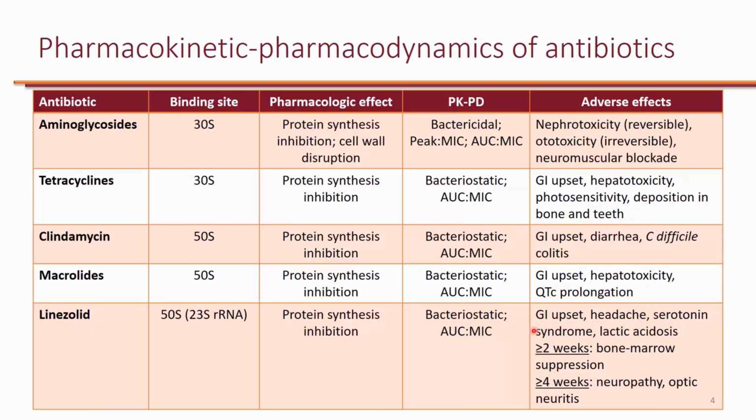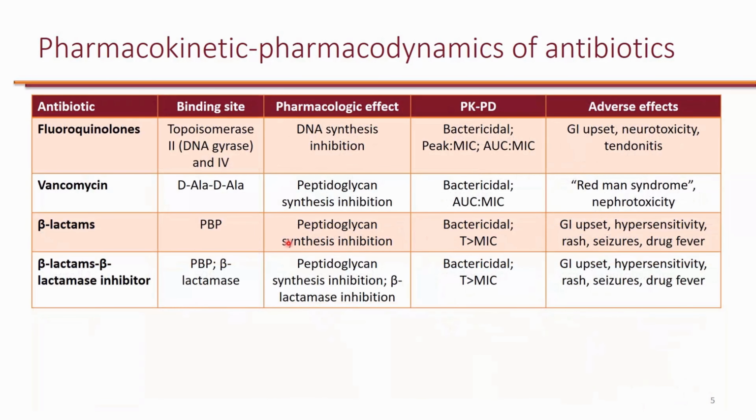Now, generally speaking, linezolid leads to GI upset, headache, and occasionally can cause a serotonin syndrome, especially if it's used in combination with SSRIs. And within the first 2 weeks, you can also experience lactic acidosis. Now, beyond 2 weeks, patients may also experience bone marrow suppression. So this could be a drop in white blood cells, so neutropenia. It can lead to drop in red blood cells, so anemia can happen beyond 2 weeks. Now, beyond 4 weeks, that's when neuropathy can happen, and rarely optic neuritis.